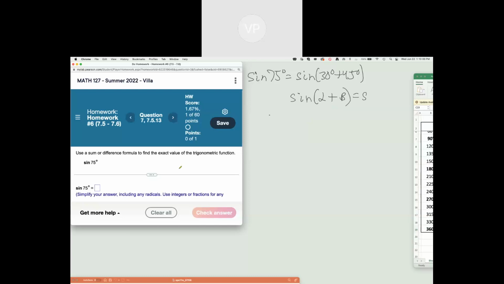Remember, it's the sine of alpha cosine of beta plus cosine of alpha sine of beta. Try again. Plus cosine alpha sine of beta. Okay, that's just me writing the formula.